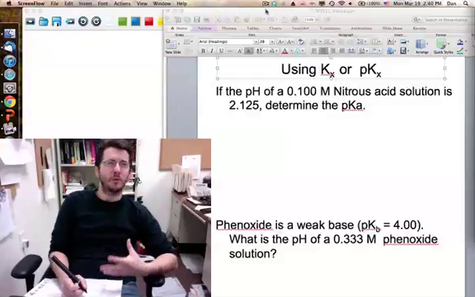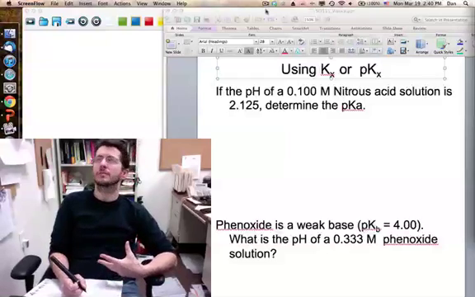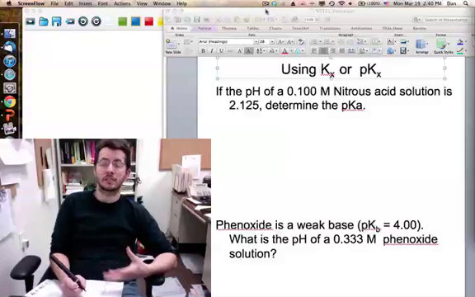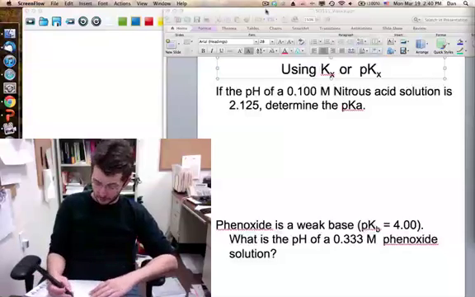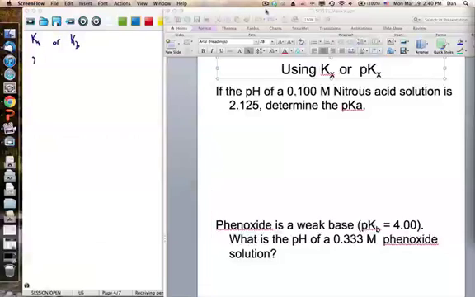Let's look at some problems where we actually use the equilibrium constant associated with acids and bases, Ka or Kb, or pKa or pKb, another way of representing that. And again, these are just ways of representing Ka or Kb. Let's take a look at a problem.